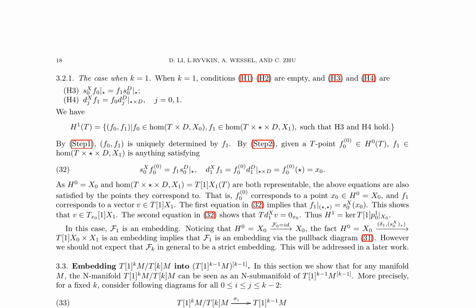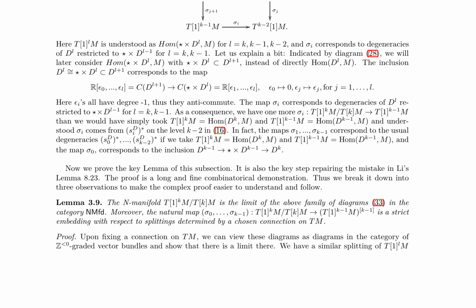In the case where K equals 1, the authors show that H1 is an embedding, and the map sigma 0, ..., sigma K-1, T, 1, Km, T, K, M to T, 1, K-1M, K-1, is a strict embedding with respect to the chosen connection on Tm. This embedding is significant, as it highlights the intricate relationship between the manifolds T, 1, Km, T, K, M and T, 1, k-1m, k-1. Through these results, the authors provide new insights into the structure and properties of manifolds, shedding light on the complex relationships between these mathematical objects.